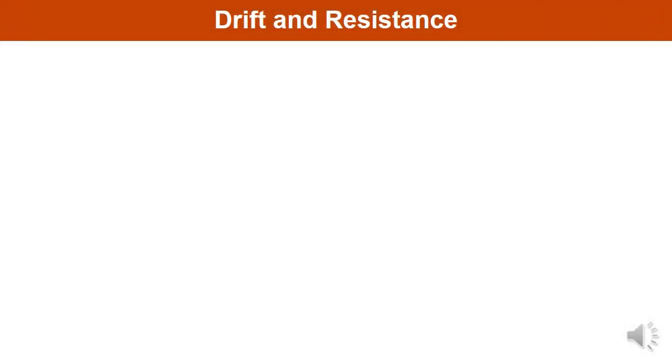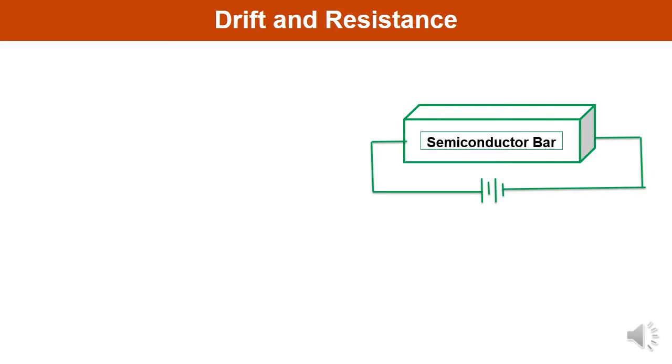To explain this particular topic, let us consider the case of a semiconductor bar as shown in this figure, and this semiconductor bar is connected to a battery E. We know that the bar contains both types of carriers, that is electrons and holes. So here both of these two types of carriers are present.